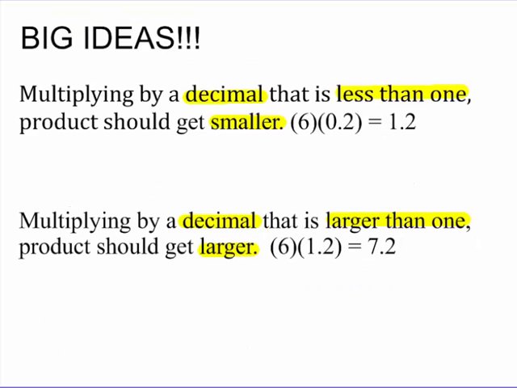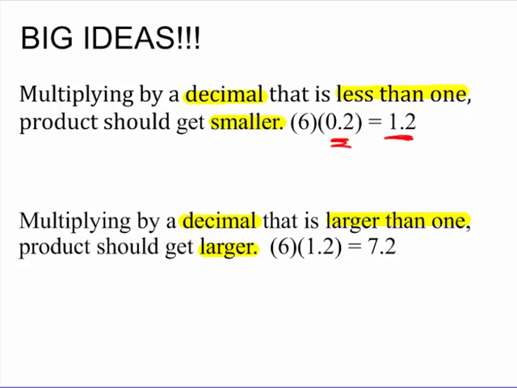Our two big ideas so far: when we multiply by a decimal that is less than 1, the product should get smaller. So for example, I am multiplying 6 times 0.2. The 0.2 is less than 1. My final product here is less than the 6 I started with.